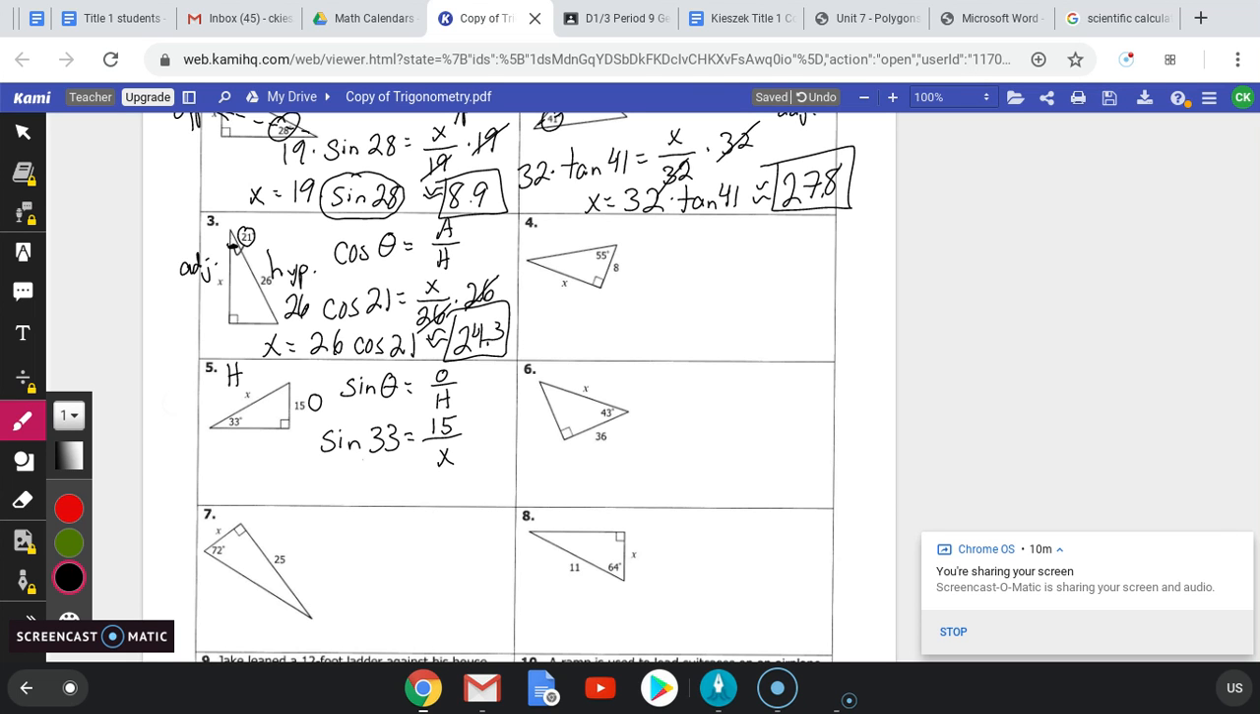Notice how this one's different. This one's different because now x is on the bottom of my fraction instead of on top. This is still algebra because to get rid of fractions, I multiply each side by x. So x sine 33 equals 15. Well, I still need to get x by itself. So what I have to do is divide each side, not just by 33, not just by sine, but sine of 33.